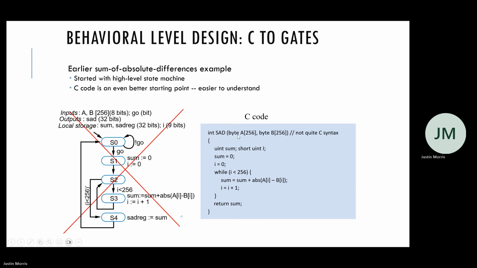So this is our C code. We have sum of absolute differences. We have two arrays with 256 data points in each array. This is one frame, this is another frame. I have some declared variables, sum and i. It's supposed to be lowercase i, but it auto-capitalized. I reset sum to zero, reset i to zero. Then I loop through my arrays, get the difference, take the absolute value, add it to sum, increment i. And then I return sum.